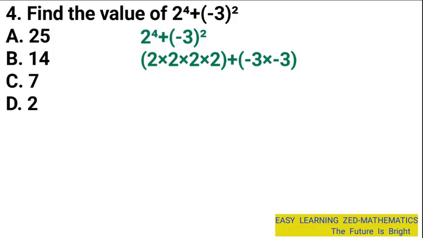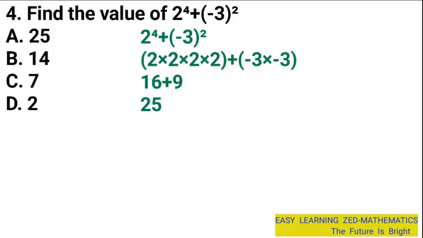2 times 2 will be 4. 4 times 2 will be 8. 8 times 2 will be 16. So the value of that expression is 16, which will be added to negative 3 times negative 3, which gives positive 9, so plus 9. Now we're going to add 16 plus 9, which gives us 25. So the correct answer in that question was A.